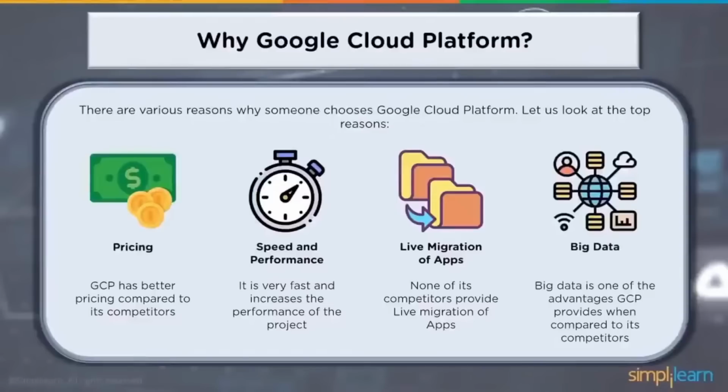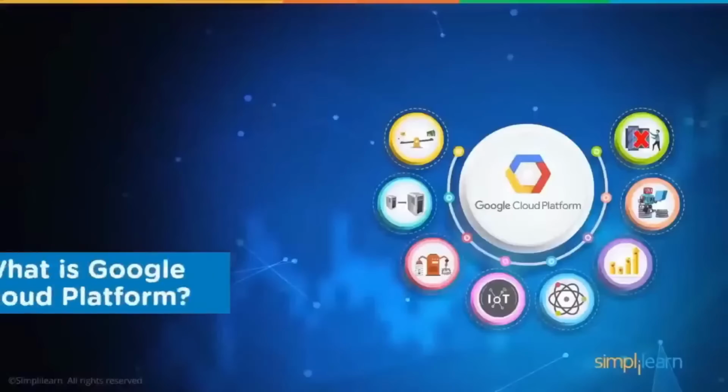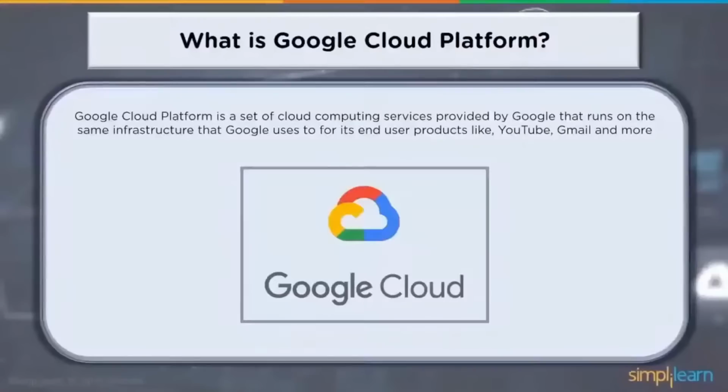When we talk about big data, AI, and machine learning kinds of solutions, GCP provides a lot of innovative solutions in comparison to other cloud providers such as AWS, Azure, and so on. So what is Google Cloud Platform? It is a set of cloud computing services provided by Google that runs on the same infrastructure that Google uses for its end user products like YouTube, Gmail, and so on.